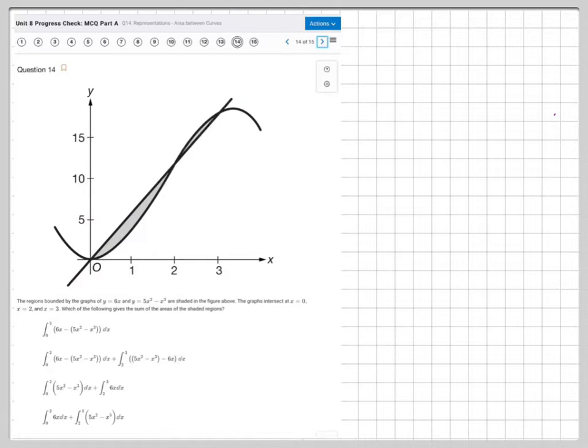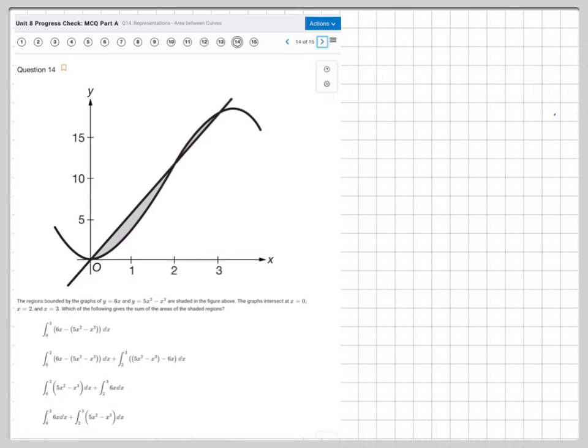Whoa, I see two regions right there. The regions bounded by the graph 6x and 5x squared minus x to the third are shaded in the figure above. The graphs intersect at x equals 0, 2, and 3. And it's important, actually, that the problem tells us that so that we're not in any doubt. Which of the following gives the sum of the areas of the shaded regions?